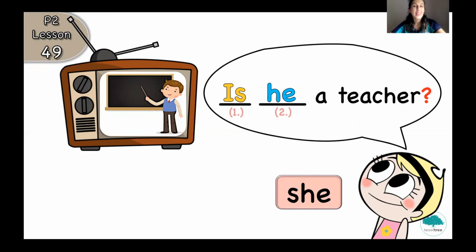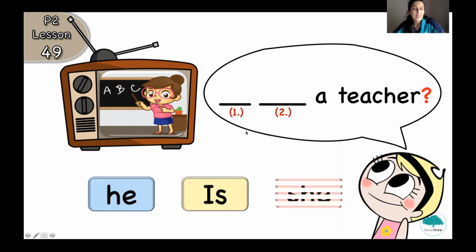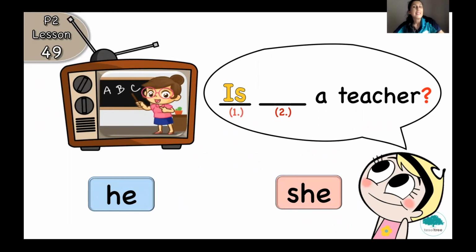Great job. Let's continue. It's a teacher also, and we have to make a question. Let's think together what is going to be first in our question. He, is, or she? Do you remember? Is, yes, that's correct. Is will be the first word of the question. And then we have to choose he or she. We can see on the picture a teacher, the same occupation as on the previous slide.